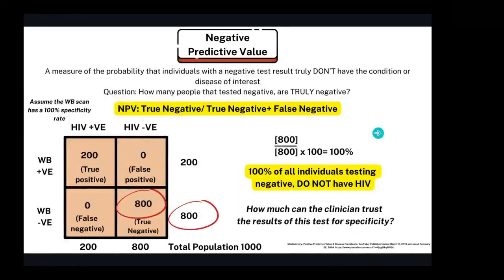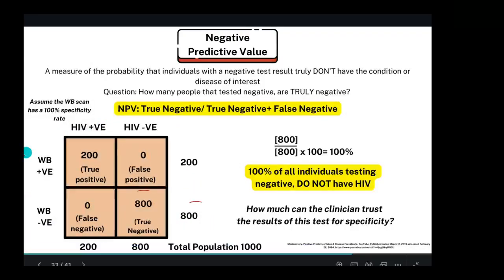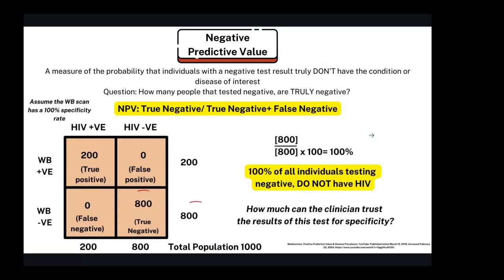And as you may have predicted, there is a negative predictive value, and this is for tests that are for specificity, so the Western blot. Again, we're going to take an example where a Western blot has 100% specificity. Same population. In this case, there are no false negatives, and everyone who's HIV negative has been correctly accounted for. In this case, the negative predictive value is 100%, which means if someone tests negative in this Western blot, you can be sure that they don't have HIV.